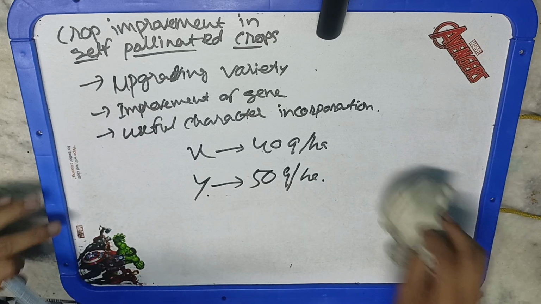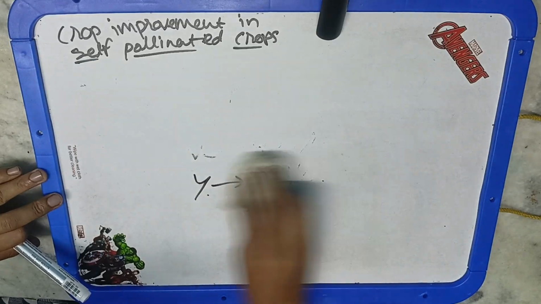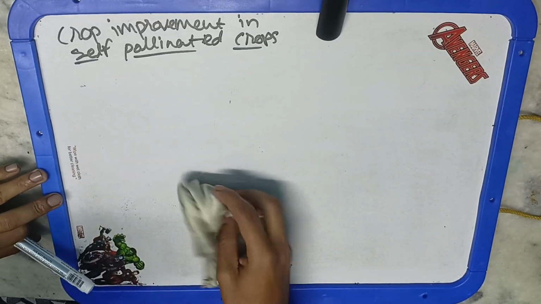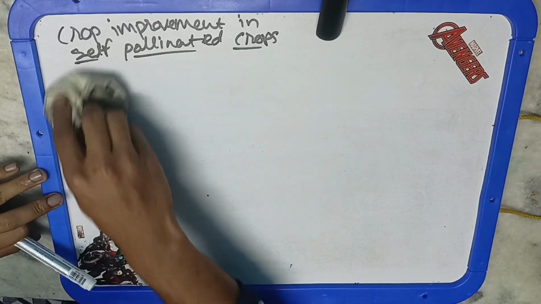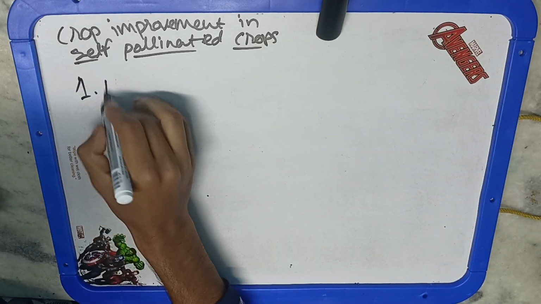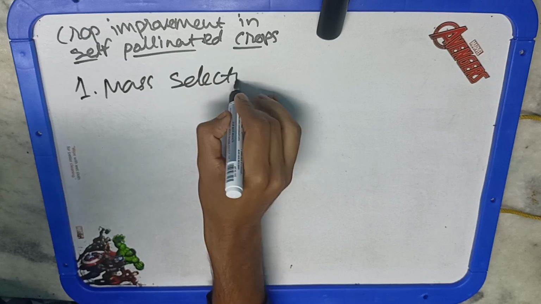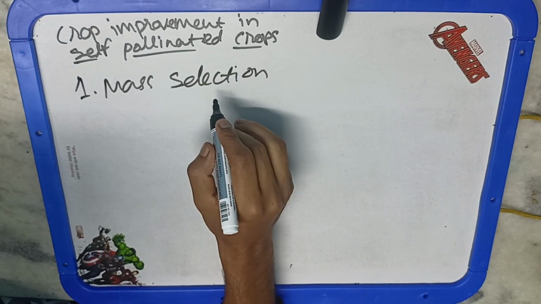I hope you have got a basic idea about crop improvement. And this we will discuss only in self-pollinated crops. The very basic and the first thing is mass selection. This is the basic and common method we generally used to do in our daily routine also. So mass selection is the oldest method of crop improvement.